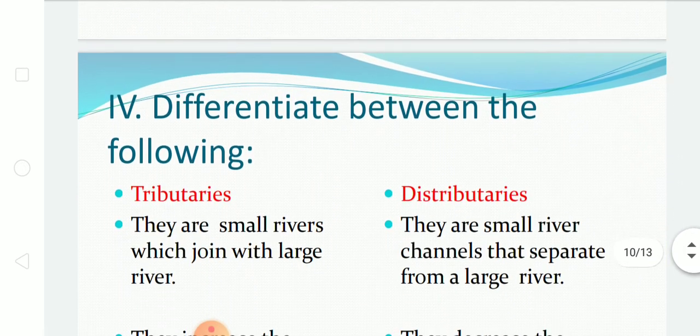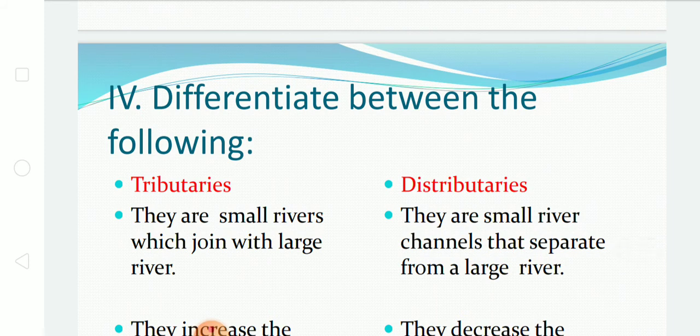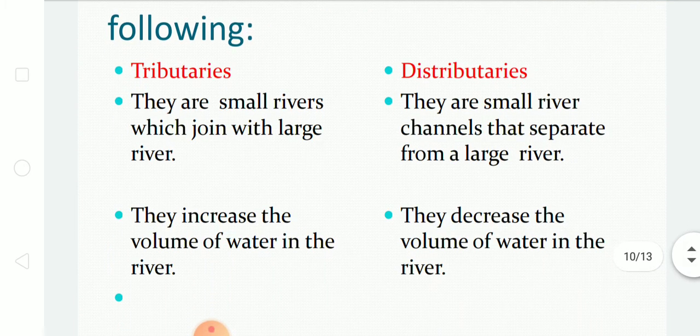Now the next one is a very important portion, differentiate between the following. For your exam also, a portion is there for differentiate between. Here the differences between tributaries and distributaries, large scale map and small scale map, and sketch and plan are there. Three questions are there, so you have to learn them properly. The first one is the difference between tributaries and distributaries.